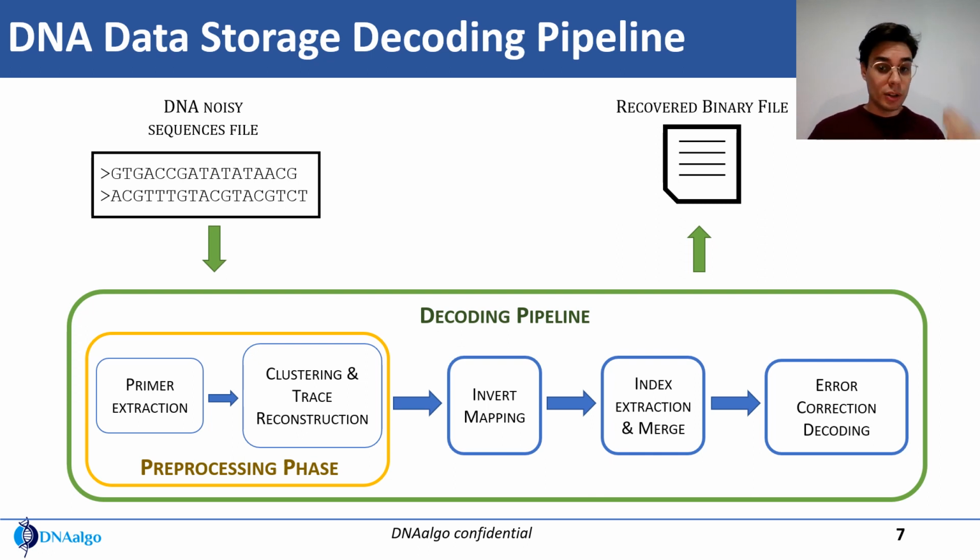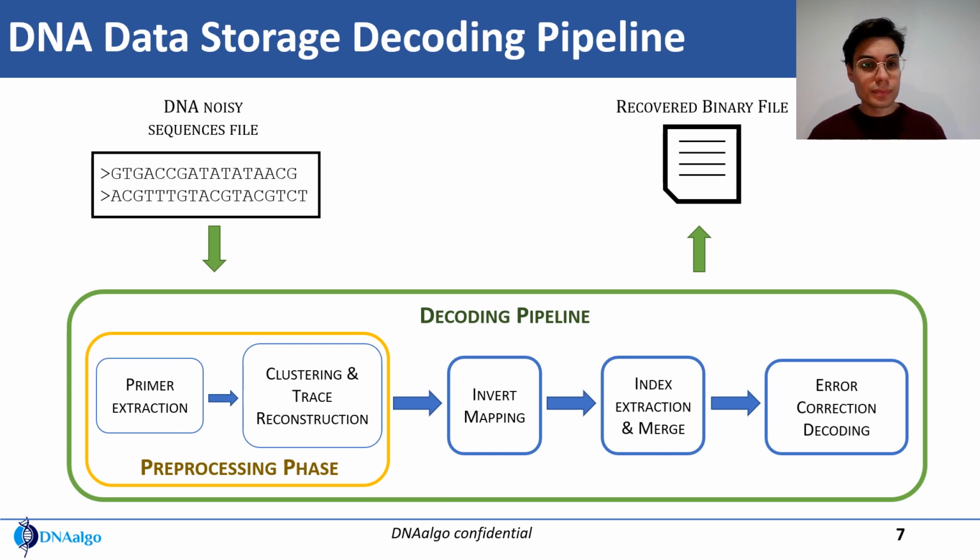Decoding will take noisy DNA information that resulted from the sequencing machine and will recover the original file. The decoding steps are mostly the encoding steps done in reverse order. So first, we remove the primers. Then we invert the mapping and go from the DNA domain to the binary domain. Then we use the index in order to merge the information in correct order.